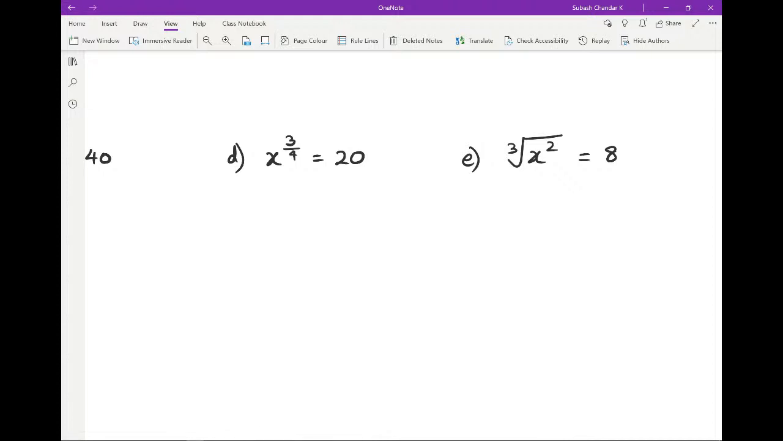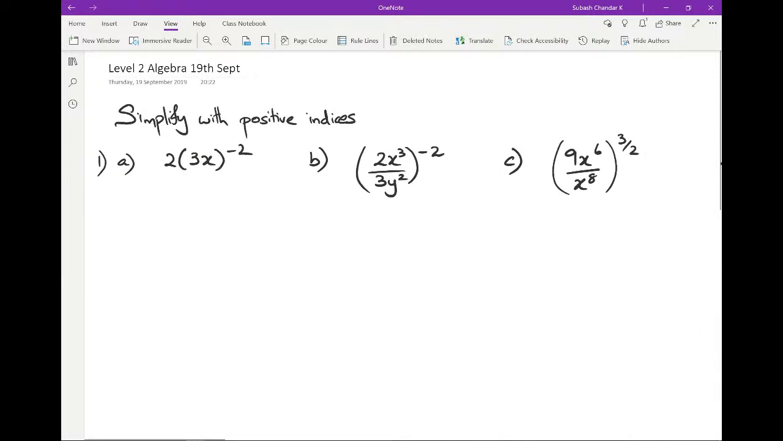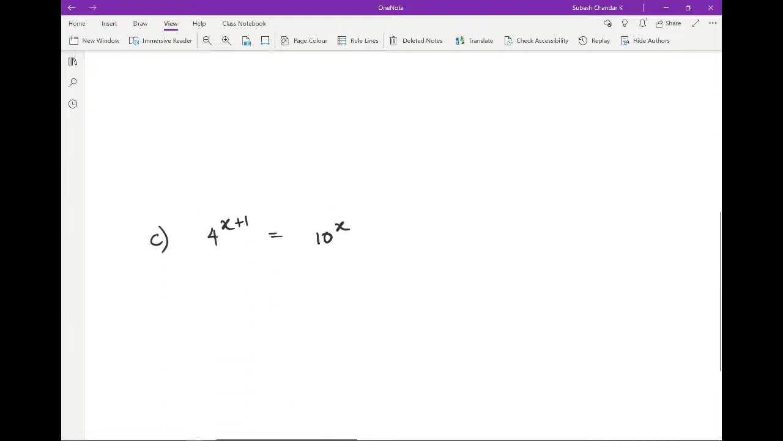And then we're going to finish off with a final question, which is going to be an excellence level question, which is this one here. Although I think it's a merit, but I can't remember now.